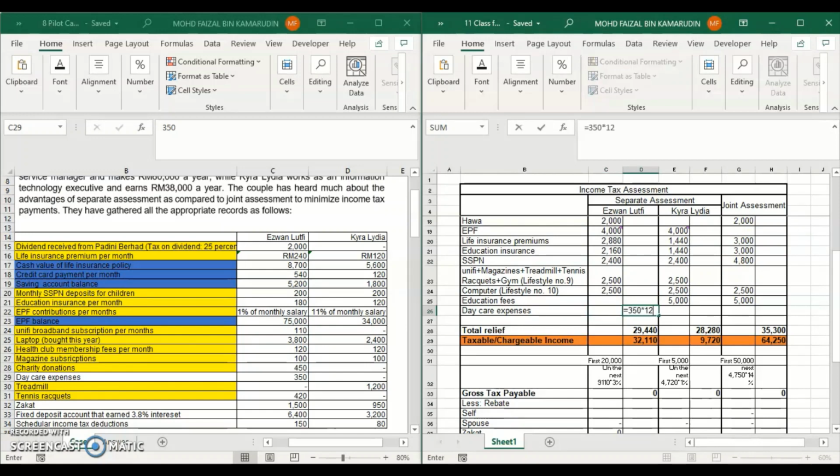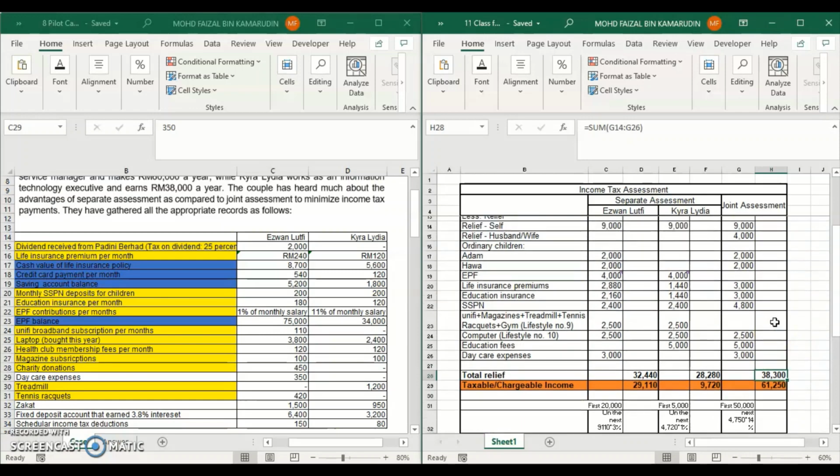350 times 12. So then you got the total cost is 4200, but you're only allowed to claim up to 3000. No for Kyra, and then obviously this one we have 3000. Okay, for the joint assessment. So then for S1 he will get total relief of 32440, and then for Kyra 38280, and for the joint assessment.